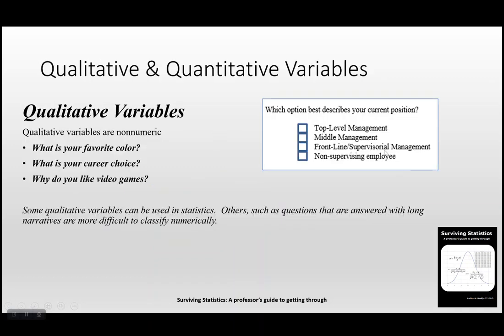A qualitative variable is a variable that is not numeric, such as, what is your favorite color? What do you do for employment? What's your favorite video game? Those are very hard to quantify. Sometimes, though, we can assign a number to qualitative variables, but sometimes there's more data than we are able to do that with. For example, if I ask you, why did you go to college, or why are you studying statistics, that's probably going to be more than a one-word answer, and those are sometimes hard to do statistics from.